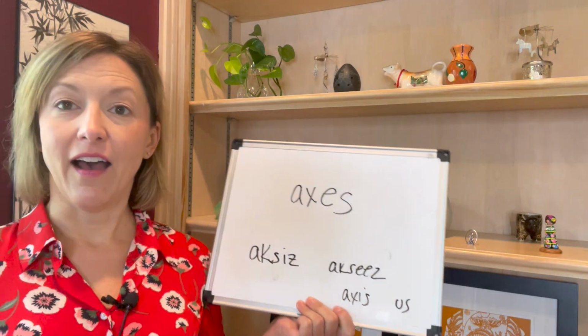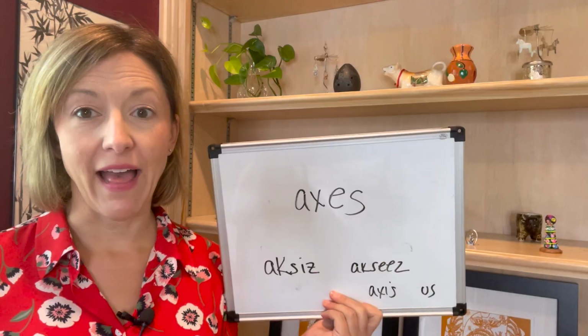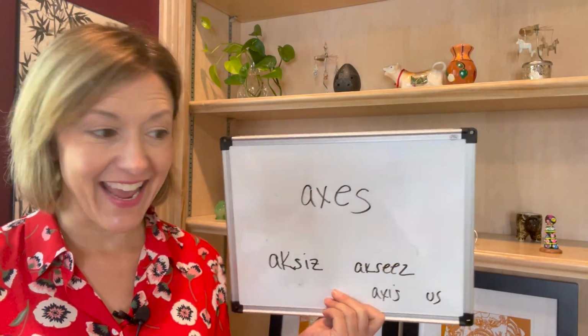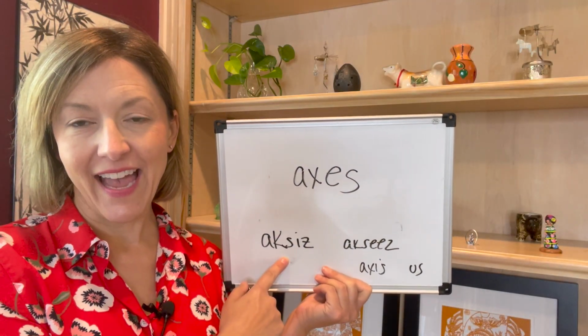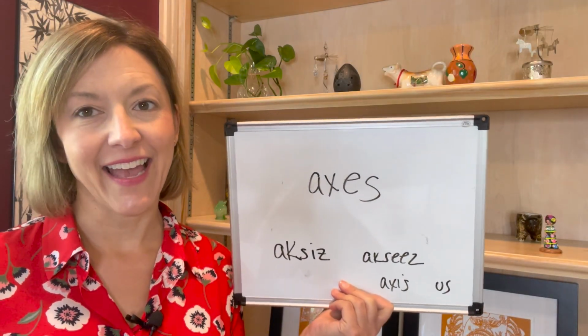Now, you might be wondering, what about the word axis, which is the singular form of axes? And for that, I just want you to think about ending in us, because that is the schwa vowel at the end there. So let's try our two words that we're targeting today. Axes, axes, axes, and axes, axes, axes.